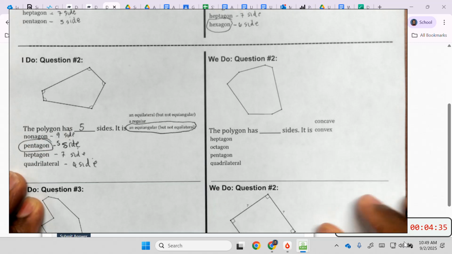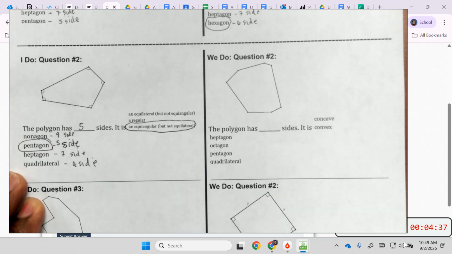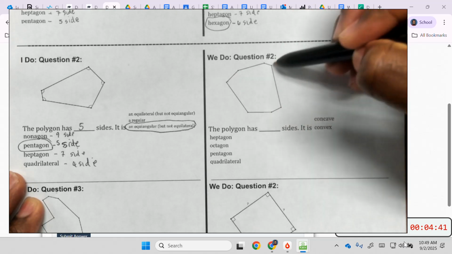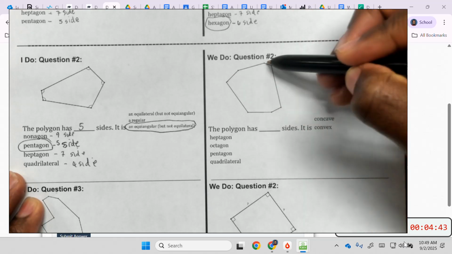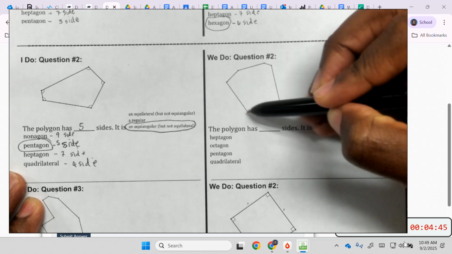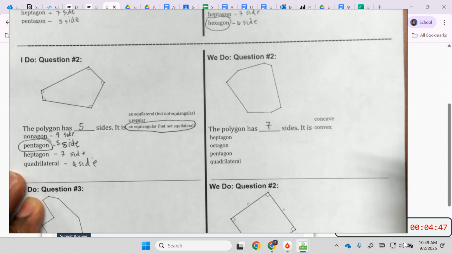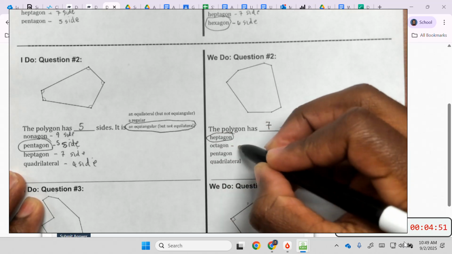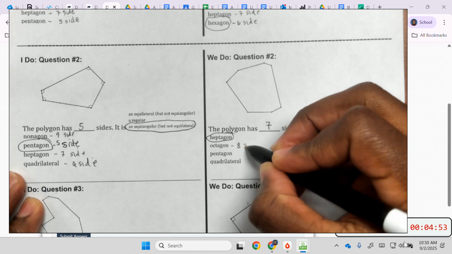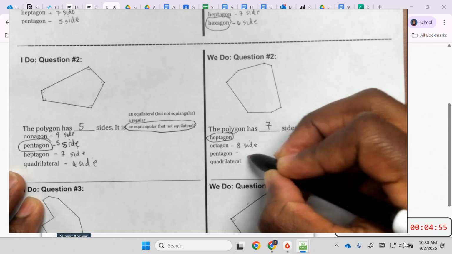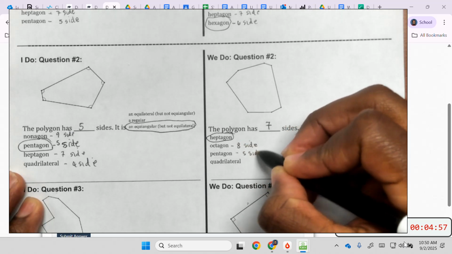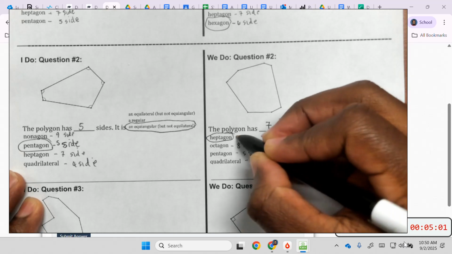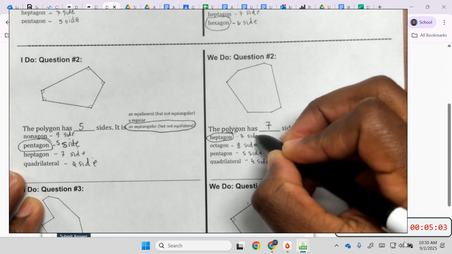Then the next one, again, where it says the polygon has a certain amount of sides, so it has 1, 2, 3, 4, 5, 6, 7 sides. So yep, we know it's a heptagon. You know octa, like an octopus, has 8, because an octopus has 8 legs. This is 5 sides. This is 4 sides. This is 7 sides.